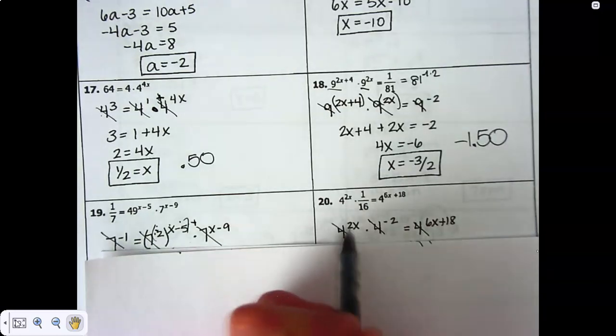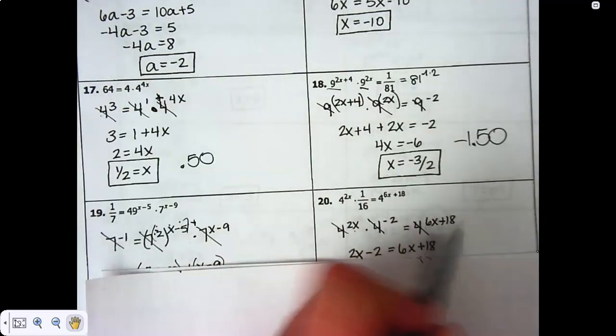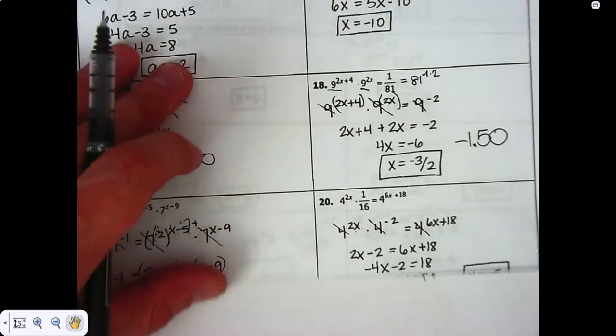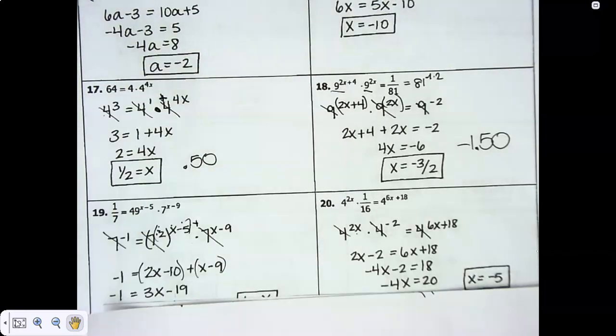And then I'm going to go ahead and add 2x minus 2. And then I have 6x plus 18. Go ahead and combine my like terms once again, and isolate my variable. And I get x equals negative 5.